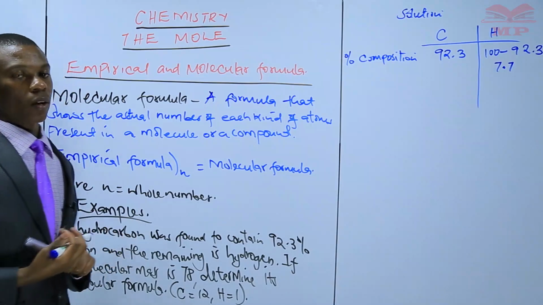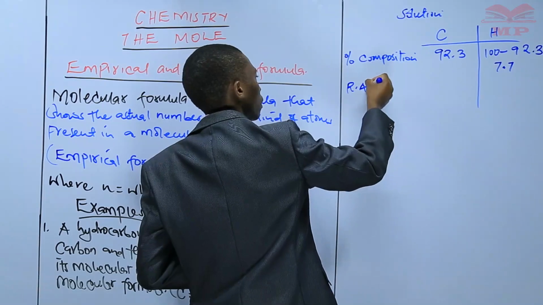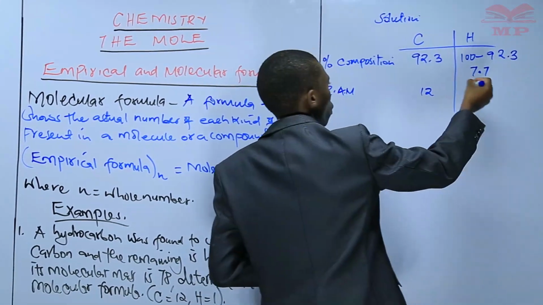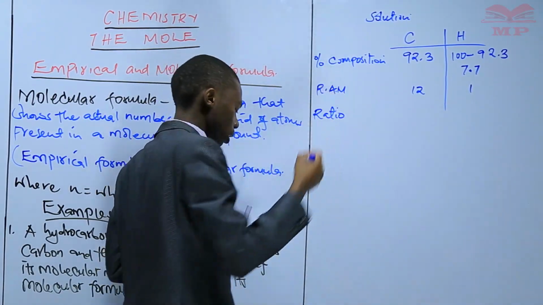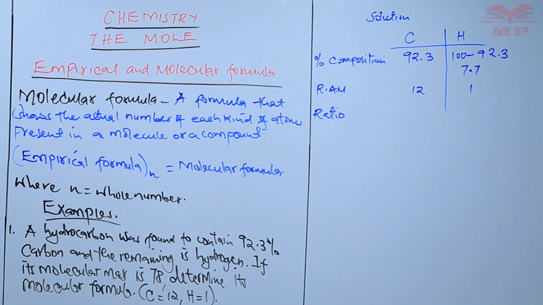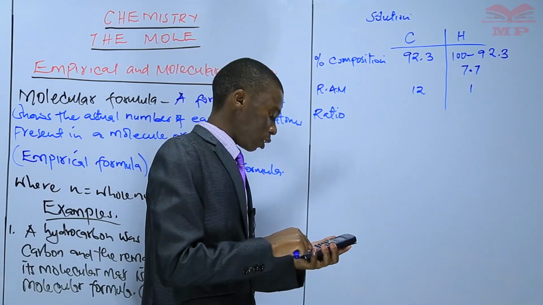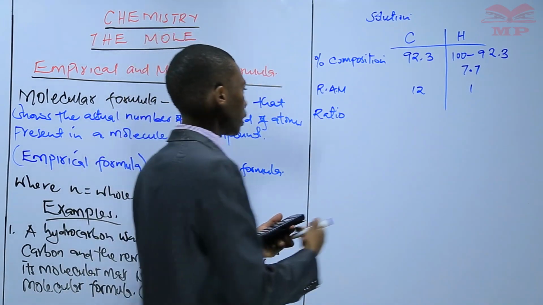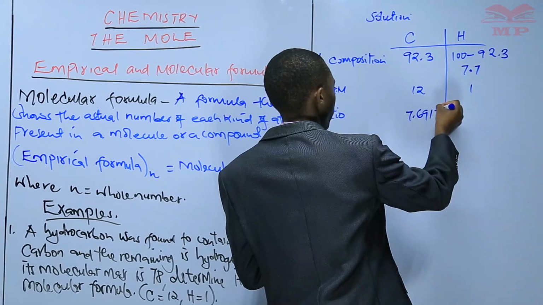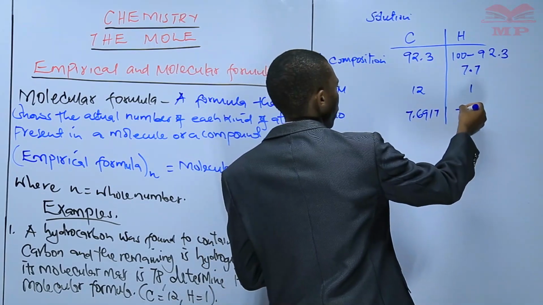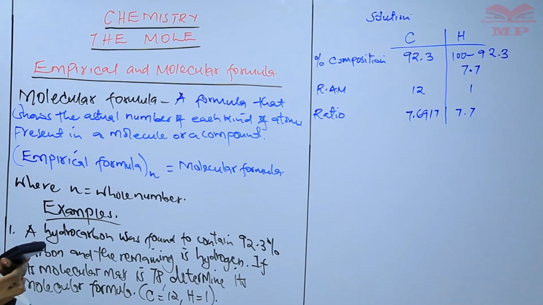The relative atomic mass of carbon is 12, of hydrogen is 1. Therefore, if you divide, you are going to get the ratio in which they are combining. This is 92.3 divided by 12. You'll get 7.6917. And this is 7.7. That is the ratio in which they are combining.